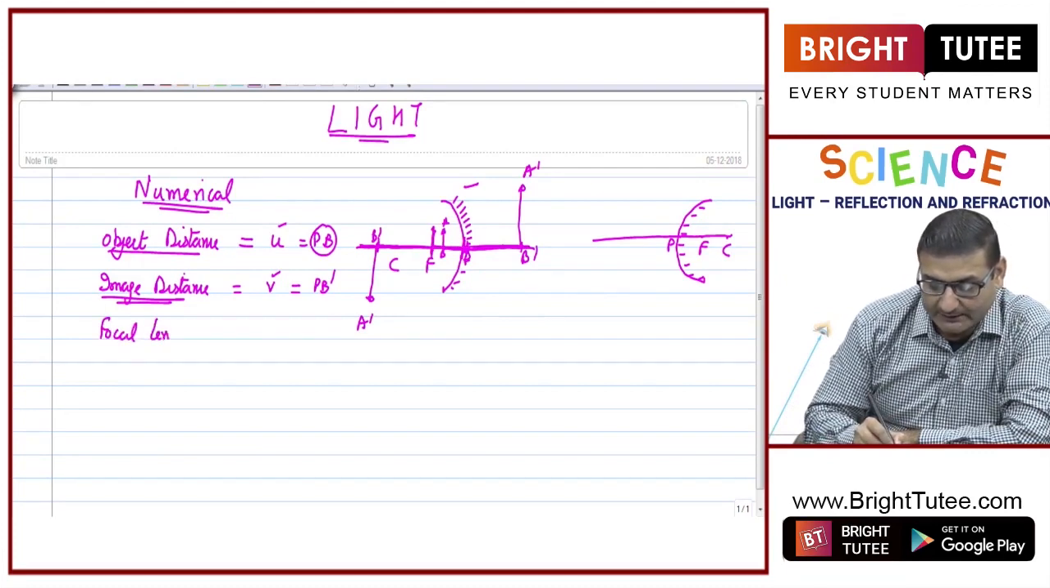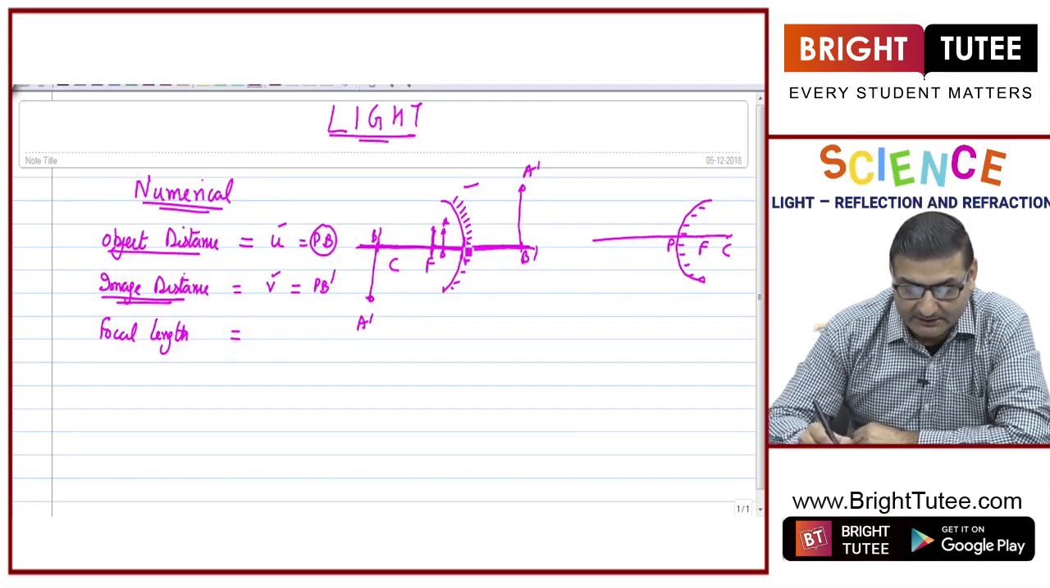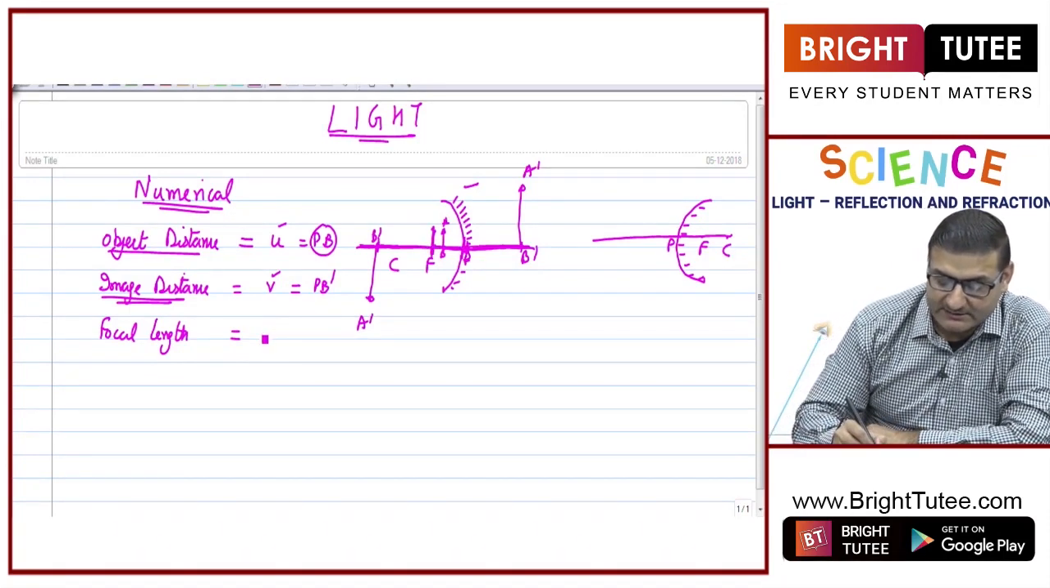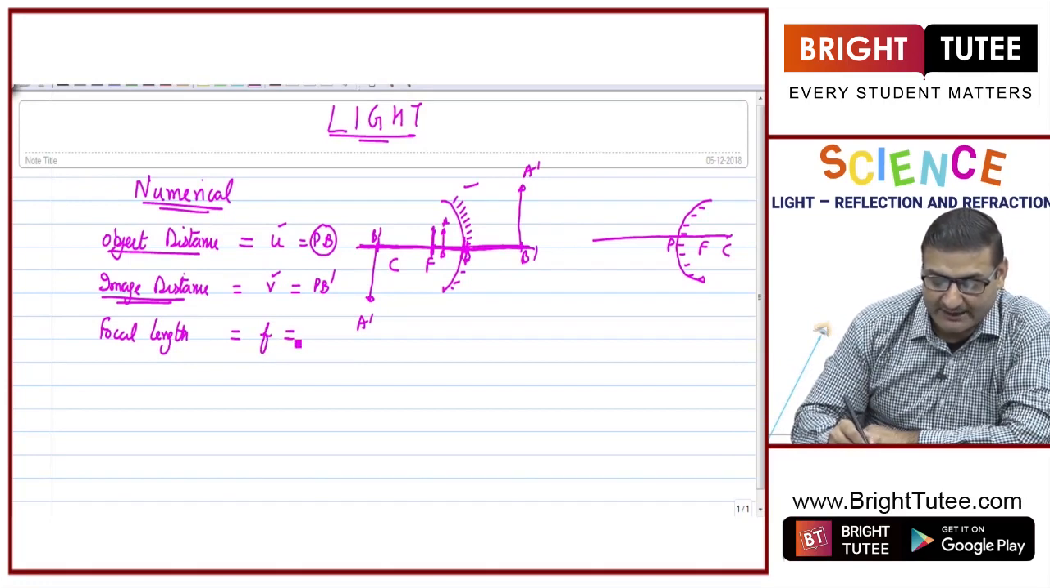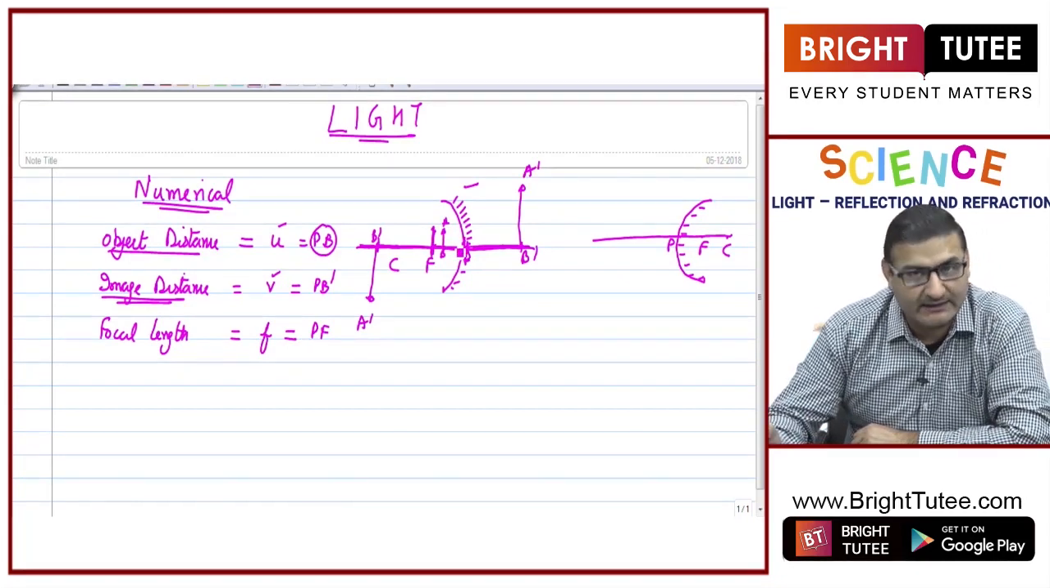Now, what is focal length? It is the distance of the focus from the mirror. This was the focus of a concave mirror. Now, the distance at which this focus is formed, this will be the focal length, which is expressed as small f, and in this figure we see that P and F, this distance PF is the focal length.